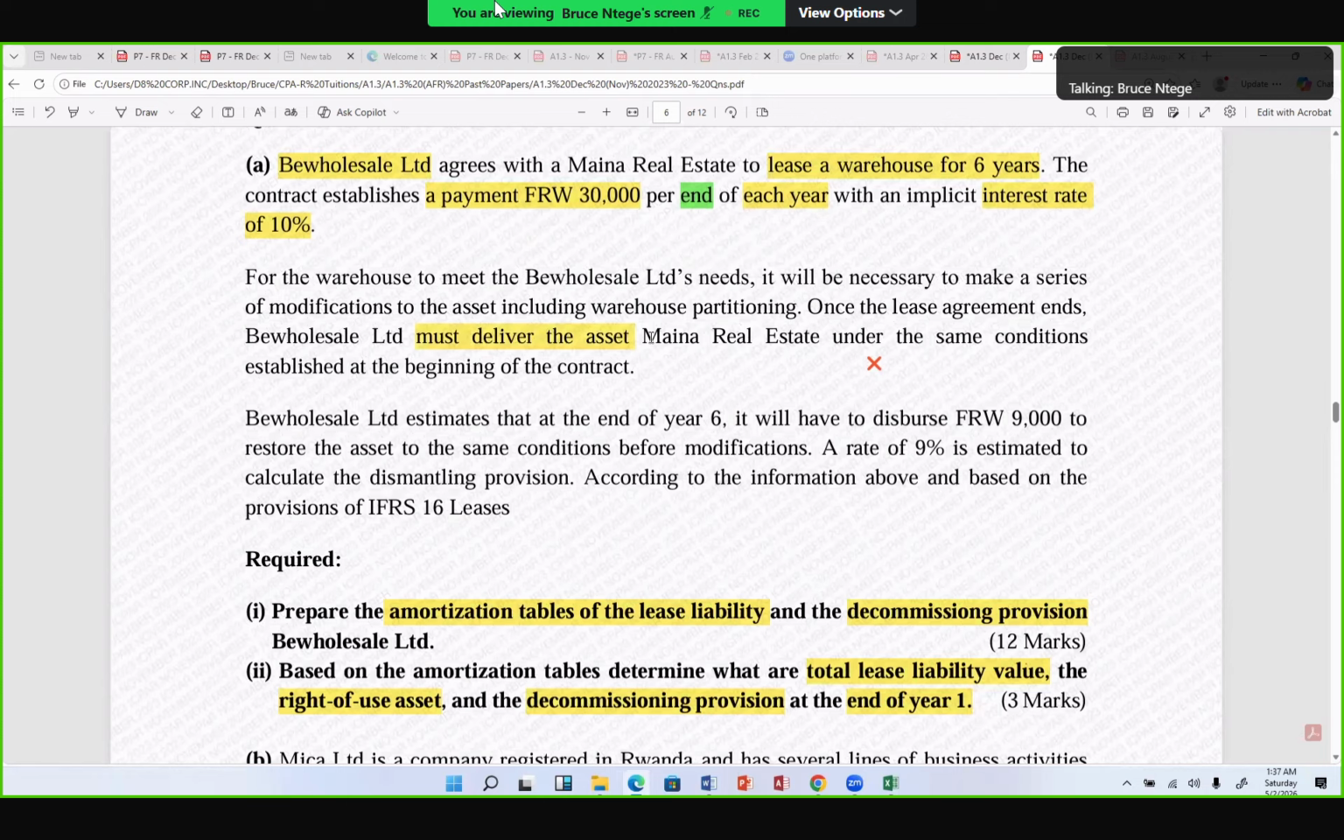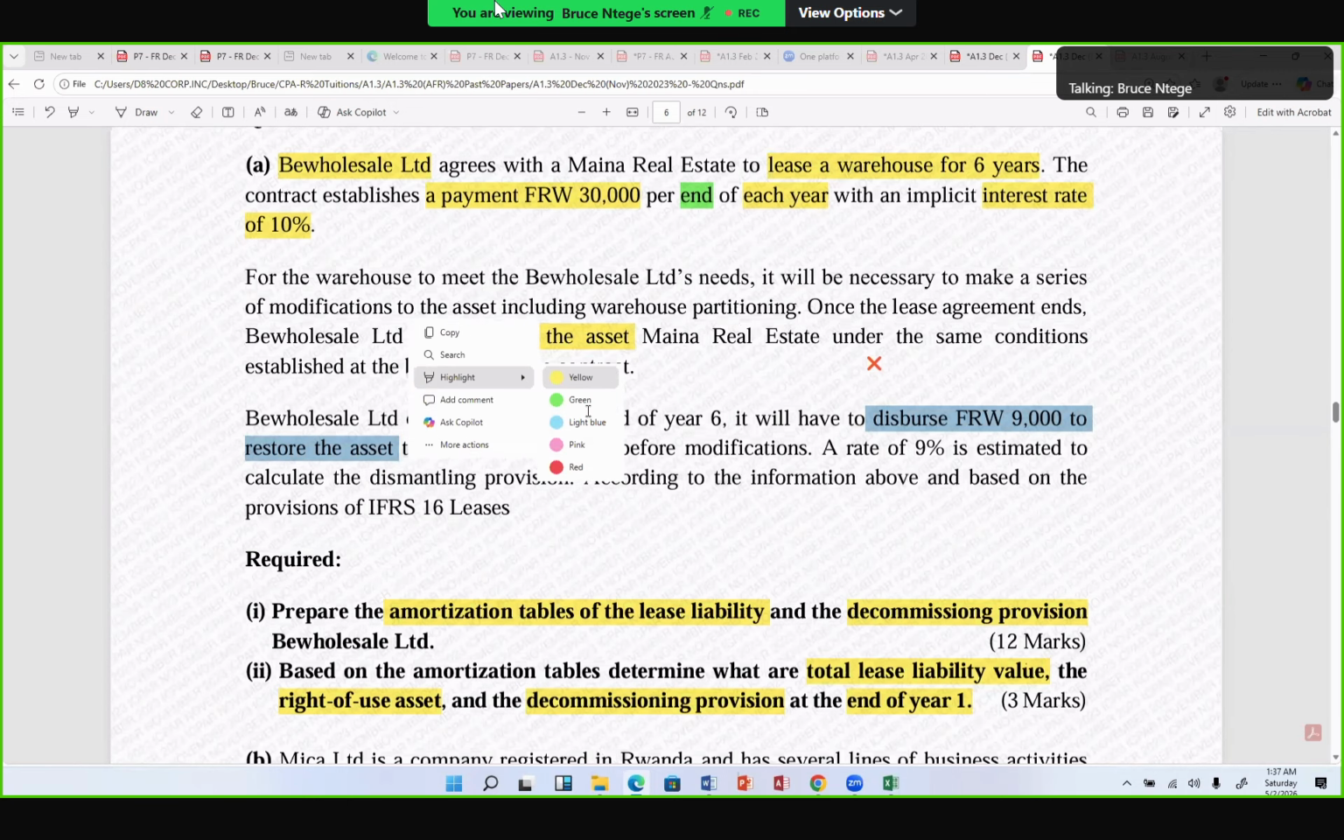The last paragraph says this company estimates that at the end of the 6th year, by the end of the lease period, it will have to disburse 9,000 francs to restore the asset. So that's the decommissioning liability. That will be the amount to pay at the end of the 6th year, and that means we need to discount it to present value. That will give me the present value of the decommissioning liability, which we shall recognize.